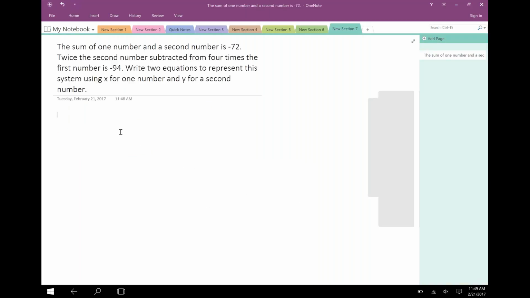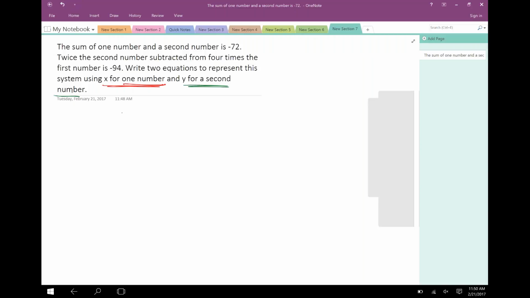Okay? All right, the sum of one number and a second number is negative 72. Twice the second number subtracted from 4 times the first number is negative 94. Write 2 equations to represent this system using x for one number and y for the second number. Okay, so let's set this up. Okay, so the one number or the first number we're going to say is x. Okay, and then for the second number, we're going to use y.